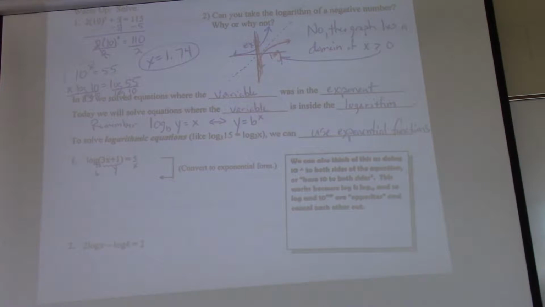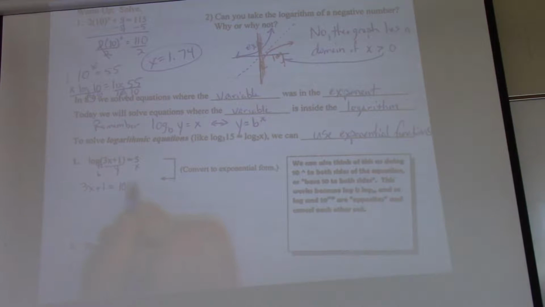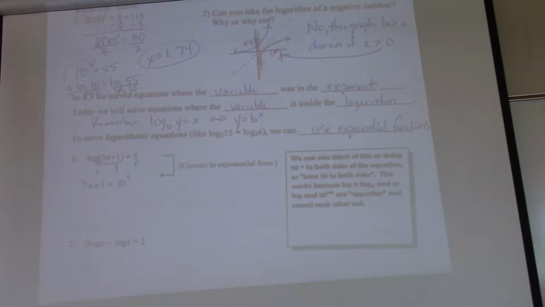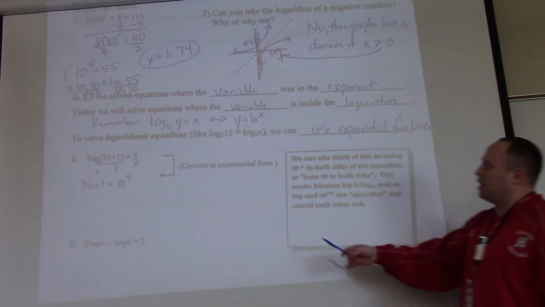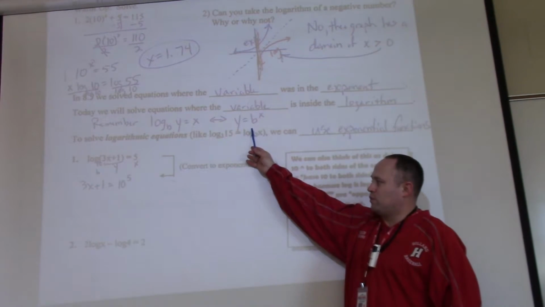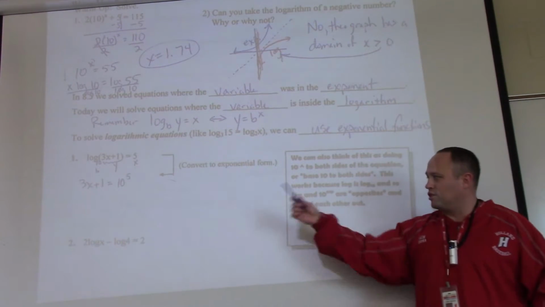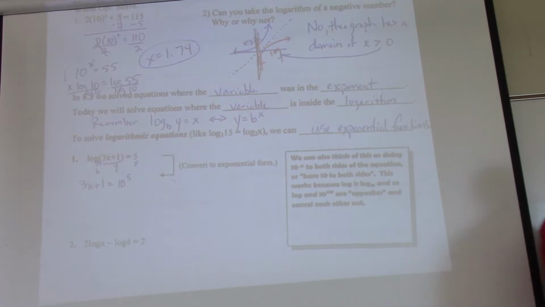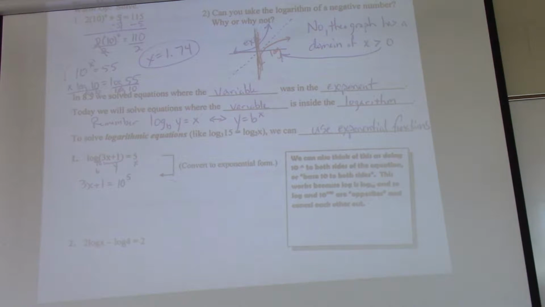Okay, so let's rewrite it in the other form. 3x plus 1 equals 10 to the 5th power. Again, I just identified y, b, and x, and plugged them into the other form. How do I solve that problem? What do you think I should do first? Subtract 1. But subtract 1 from what? From 10 to the 5th power.